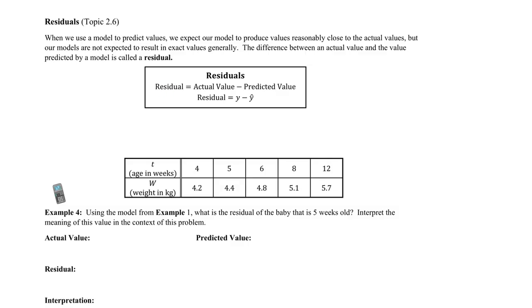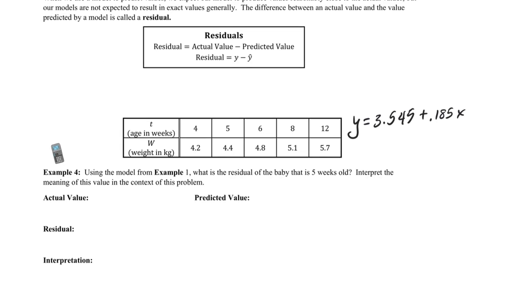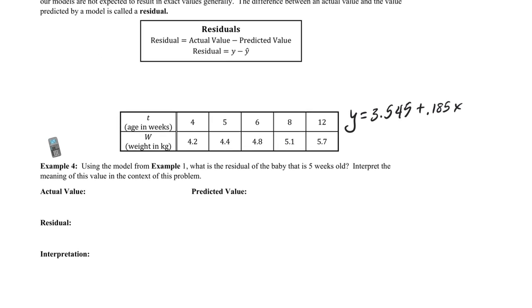It could be positive. If your residual is positive, that means your actual was above the predicted. And if it was negative, it means your actual was below the predicted. Okay? And we got to use that kind of context, especially in AP statistics. A lot of the stuff that we're doing now is big in our AP statistics class. So let's go ahead and look at example 4. This is the same data from an earlier one. So I'll write down the equation that we got earlier. So there's our prediction model that we got earlier, right? And example 4 says, what is the residual of the baby that is 5 weeks old?